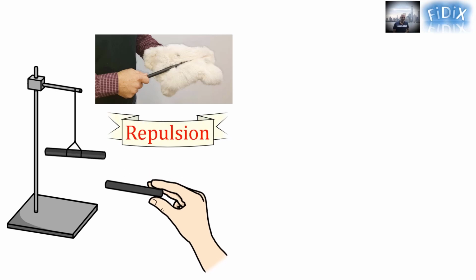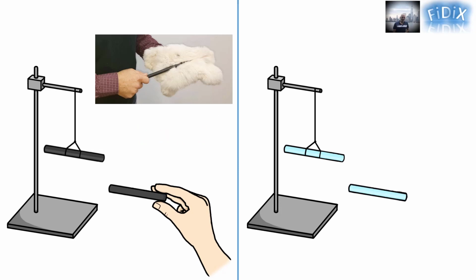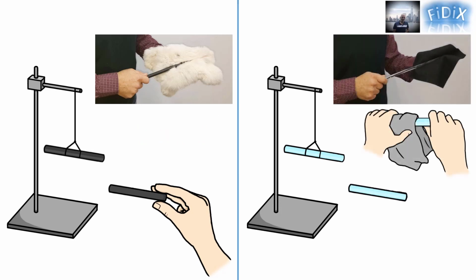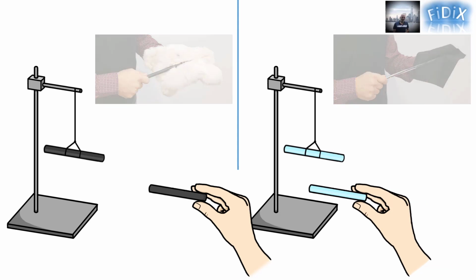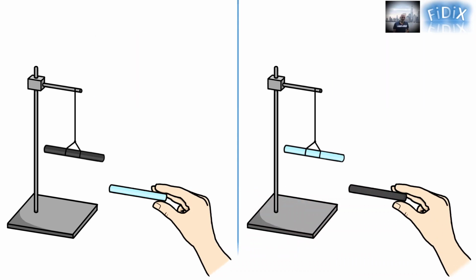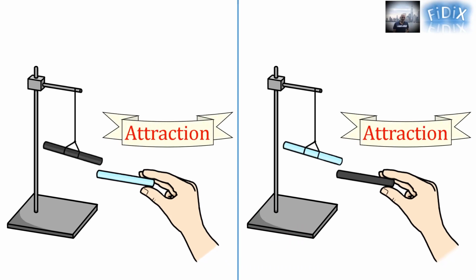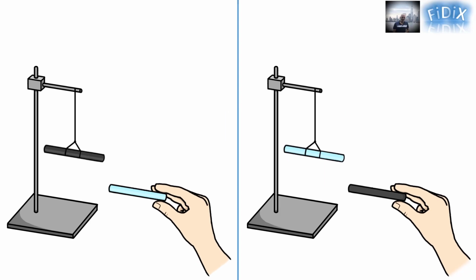We can repeat the same experiment with two glass rods rubbed with a cloth of silk. Again, the two rubbed ends repel each other. We can also repeat the same experiment with both an ebonite rod and a glass rod. In this case, however, the two rubbed ends attract each other. So, how can we explain what happened?